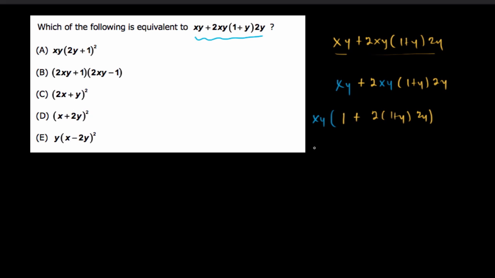So this is just going to give you xy times (1 + 2 times 2y, that's 4y, into (1 + y)). So this is xy times (1 + 4y times 1, that'll be 4y, plus 4y times y, that'll be 4y²). So this is what you obtain. Now looking at this, you have 4y².